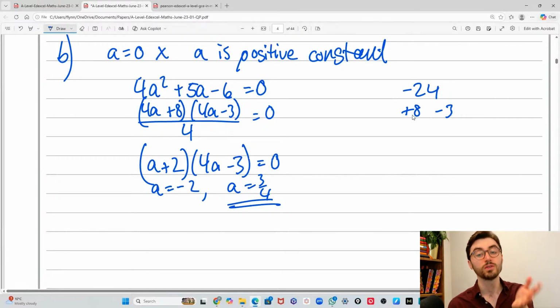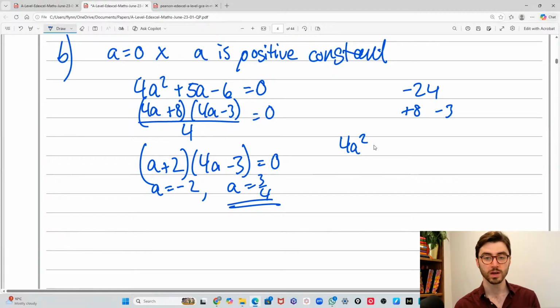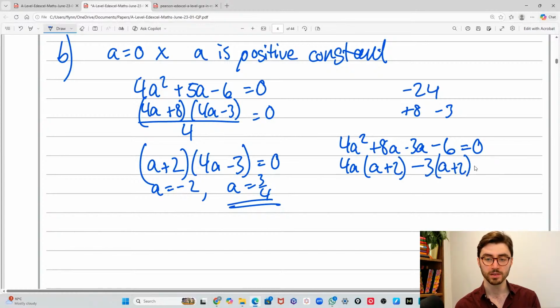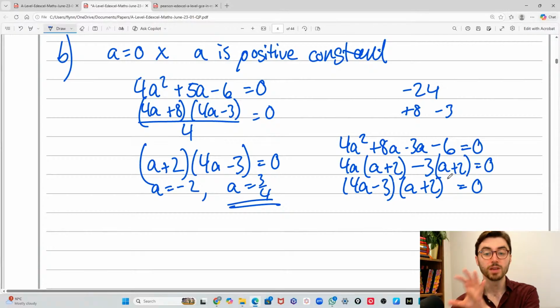Once you've found your plus 8 and minus 3, the way that I was taught at A level was I would rewrite that middle term: 4a squared plus 8a minus 3a minus 6 equals 0. And you can factorize in pairs. So that becomes 4a into a plus 2. And then you've got minus 3a that you can factor out of here to make an a plus 2, which gives you 4a minus 3 into a plus 2.